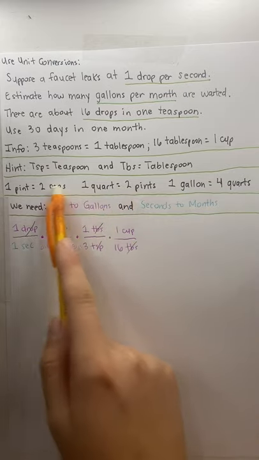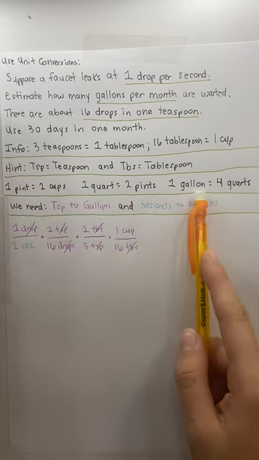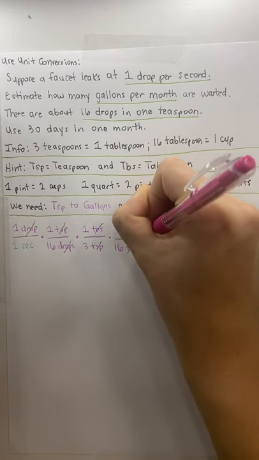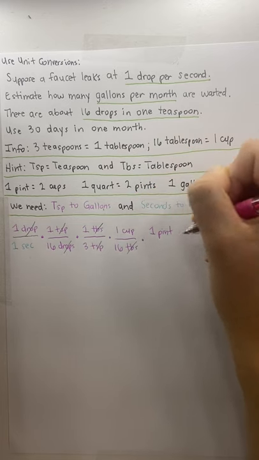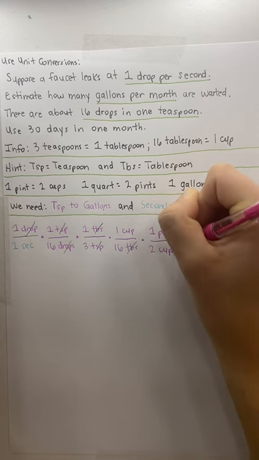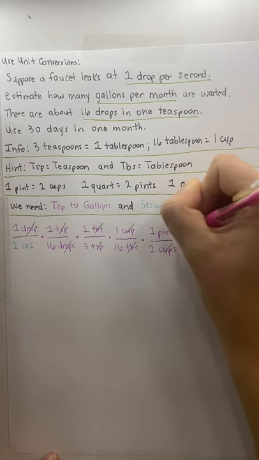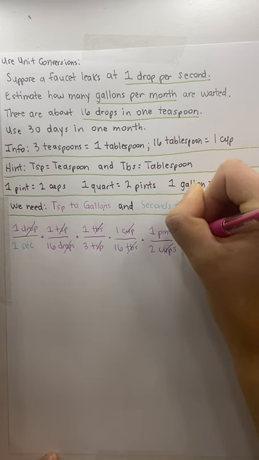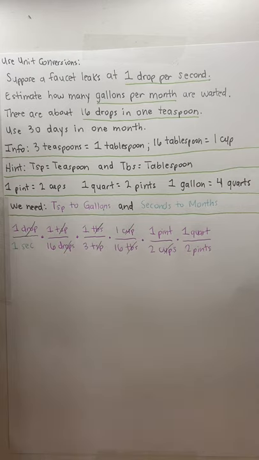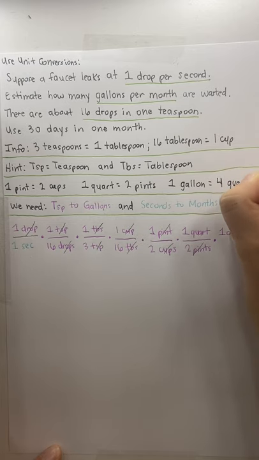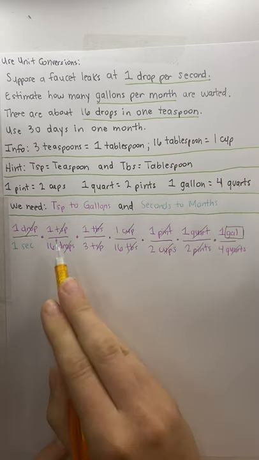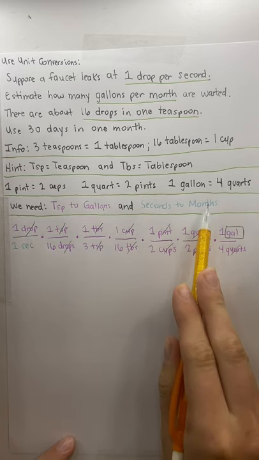So we're going to use this right here, and we'll know this from our Mr. Gallon Man that we learned, to go from cups to gallons. So 1 pint equals 2 cups. So we got 1 pint here for every 2 cups. And our cups will cancel. And then we've got 1 quart for every 2 pints. And our pints are going to cancel. And lastly, to get to gallons, 1 gallon for every 4 quarts, and our quarts will cancel. So we're left with gallons in our numerator. So we've gone from teaspoons to gallons, but we still need to go from seconds to months.